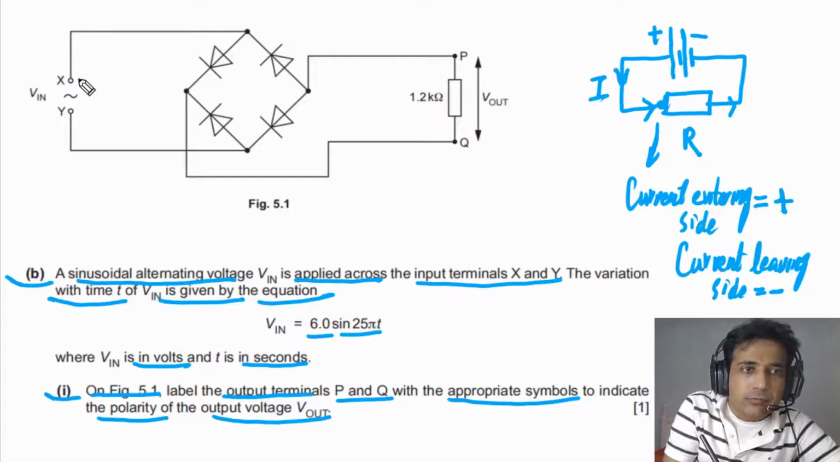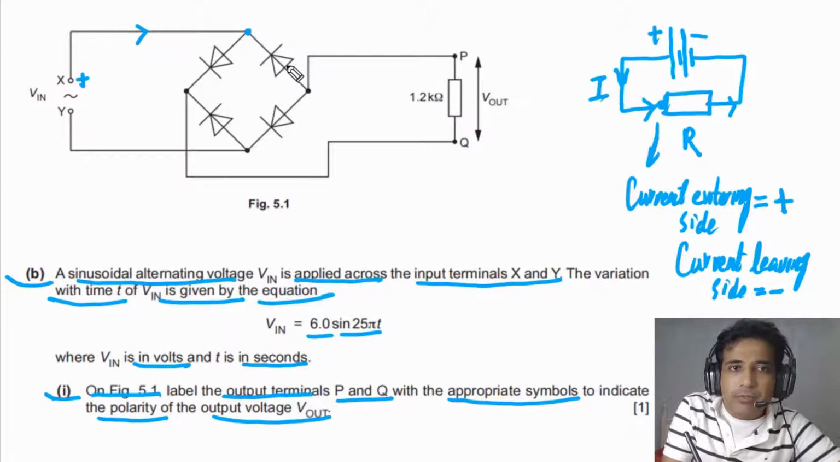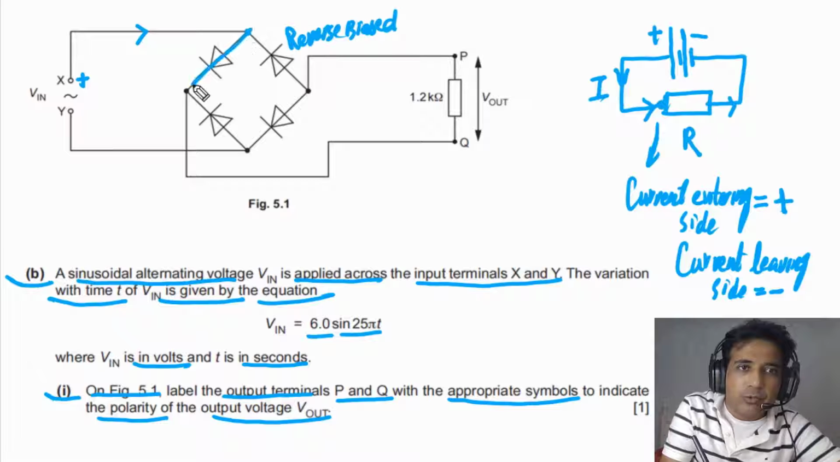So in this case, when this terminal is positive, you will see current will flow like this. And when current reaches this point, current cannot go this way because this is connected in reverse biased. So this one is connected in reverse biased, so current cannot flow this way. So current will flow like this.